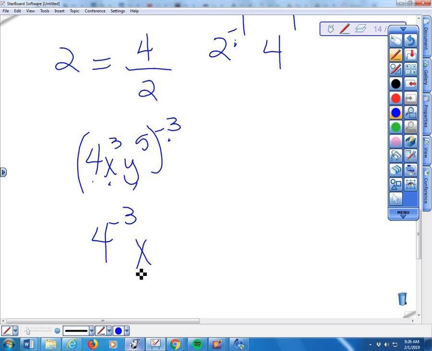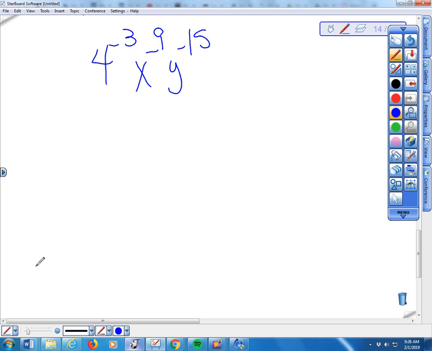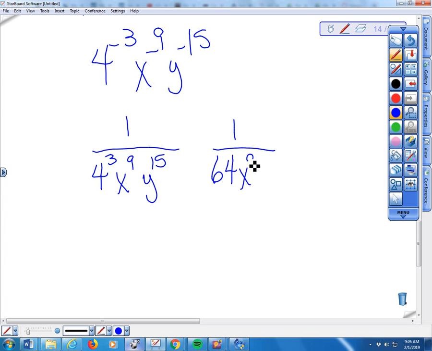X, what do I do with the exponents? I multiply: negative 9. Y, negative 15. Okay, they're all negative, so I'm going to flip all of them. 4 cubed, x to the 9th, y to the 15th. Then I'm going to evaluate 4 cubed, 64. 4 times 4 times 4. And I'm done.